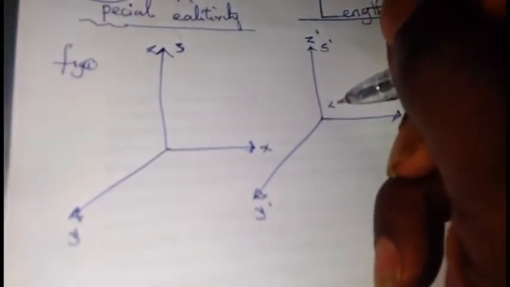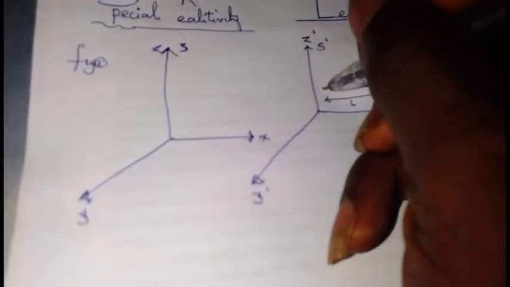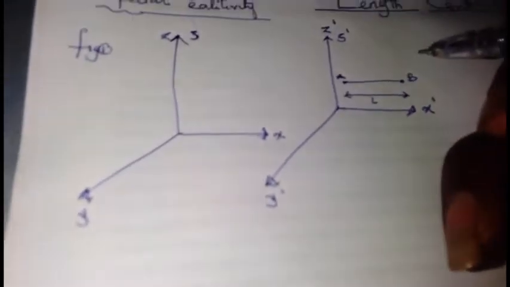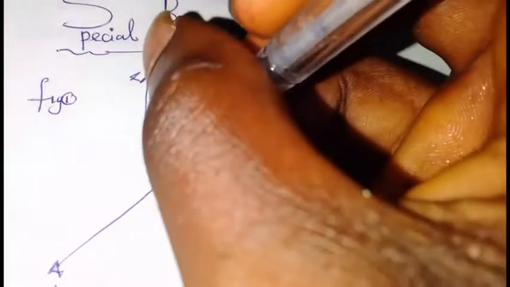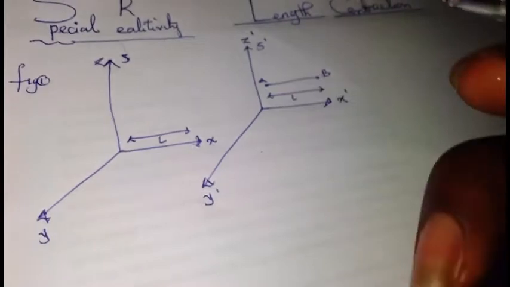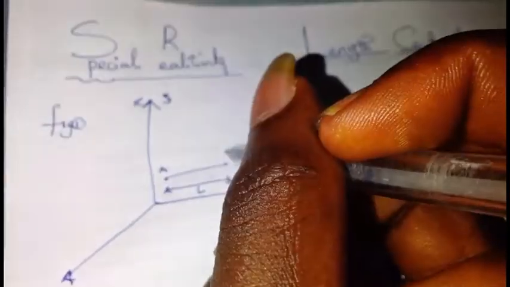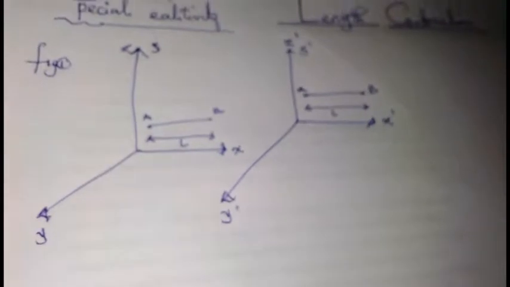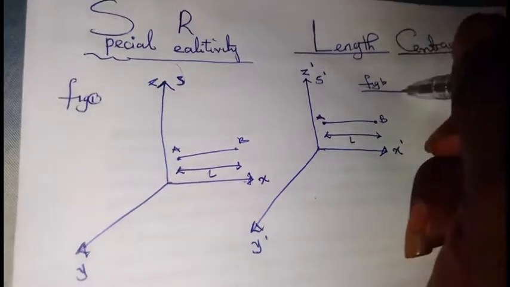So from here to here is length L, and from here to here I can label it as distance A and B. Same thing here, this is my length, so I'm having again distance A and B. Now let me label this figure as figure B.